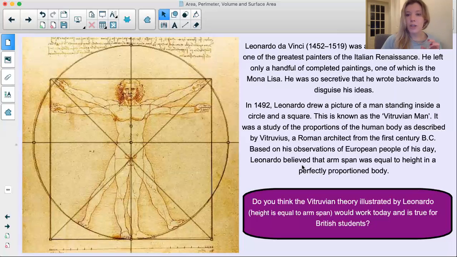So Leonardo believes that arm span, so from here to here, was equal to height from foot to head in a perfectly proportioned body. So, in the purple section, do you think the Vitruvian theory illustrated by Leonardo would work today and is true for British students in Year 6? Okay.